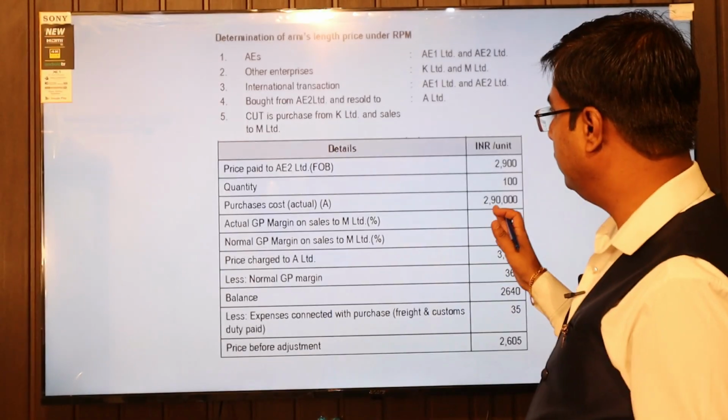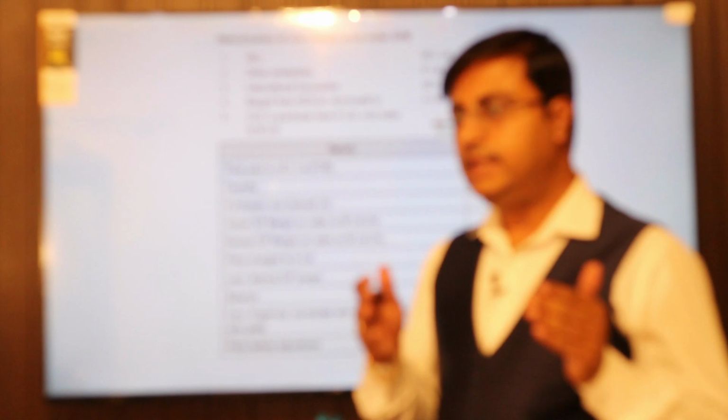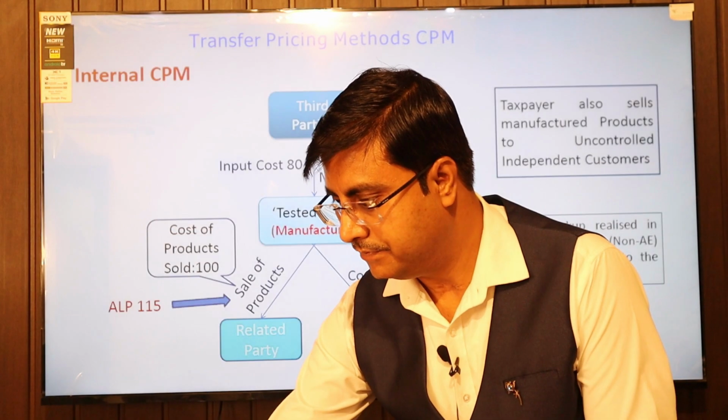This example I have taken in respect of FOB transaction. Suppose there are two transactions, CIF and FOB. So in case of FOB, we have to eliminate the effect of freight and insurance. So this example is related to, maybe suitable for you.